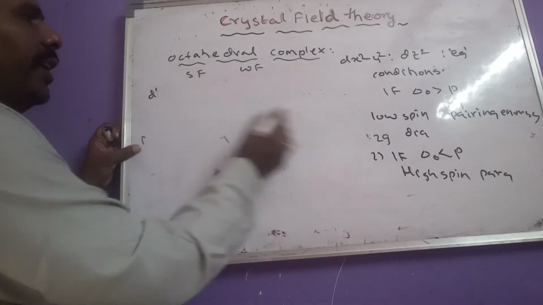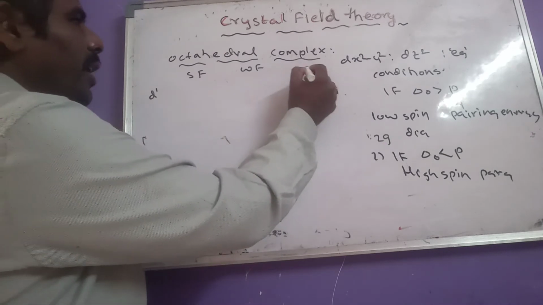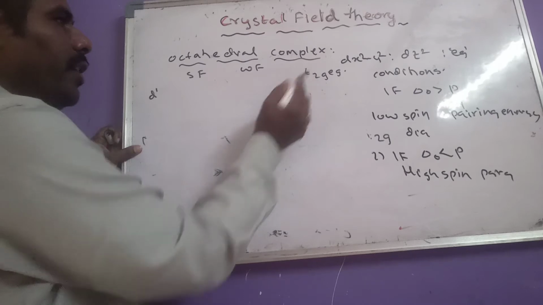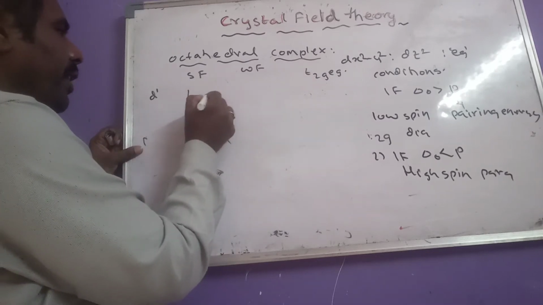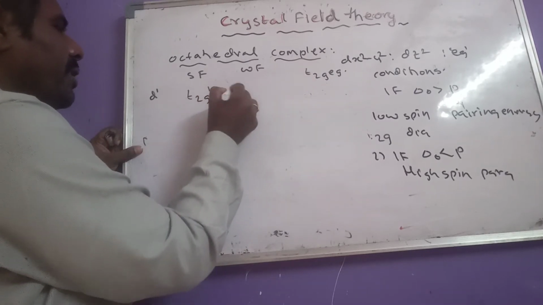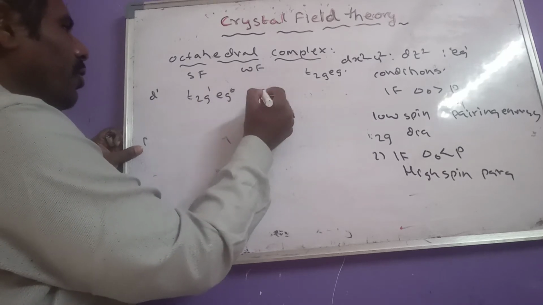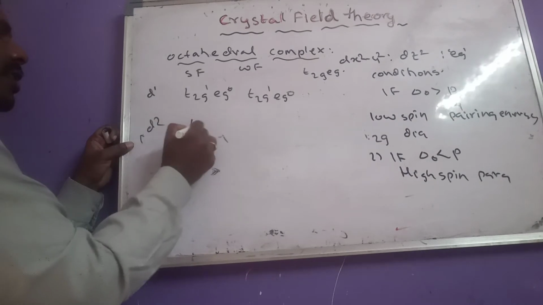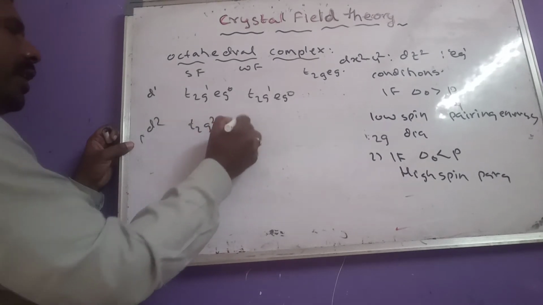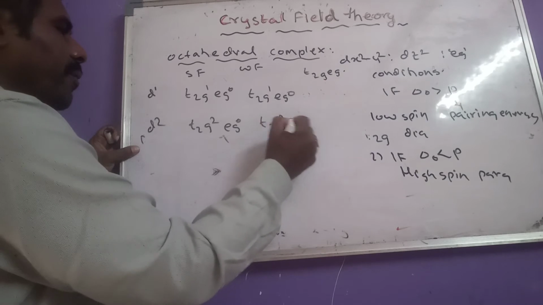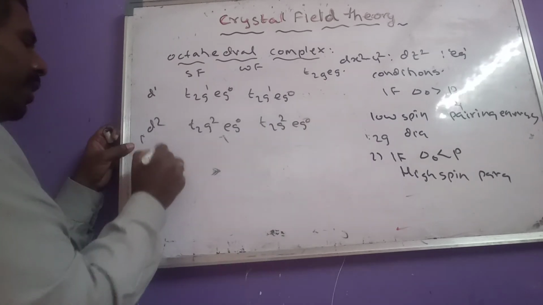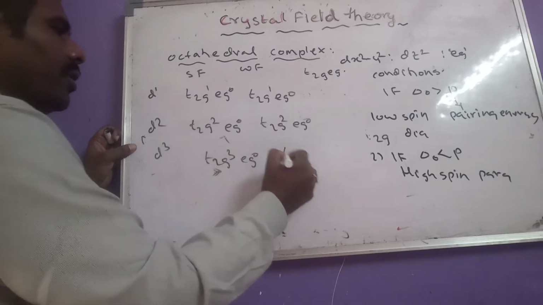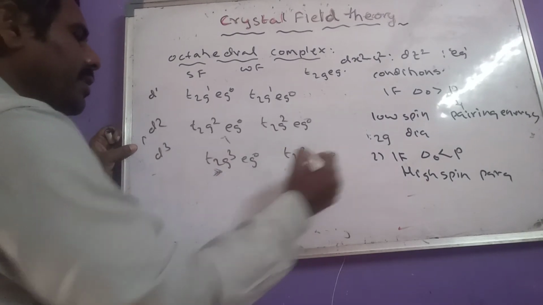So for the first configuration, which orbitals do we write electrons into first? t2g, then eg. The first electron enters the t2g orbital. So the configuration is t2g1, eg0. For a weak field there is also no difference, t2g1, eg0. For d2, the configuration is t2g2, eg0. Here also it is the same, t2g2, eg0. For d3, the configuration is t2g3, eg0.